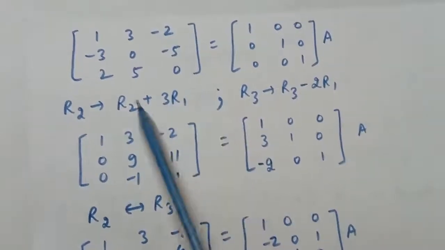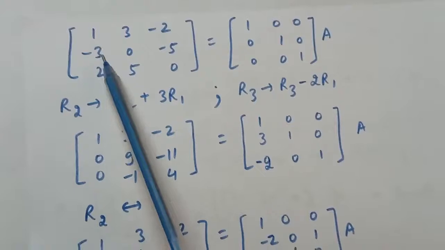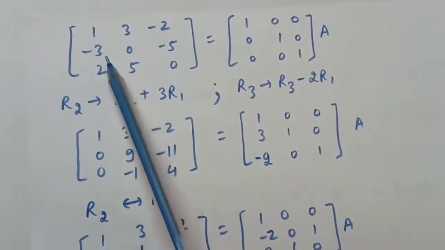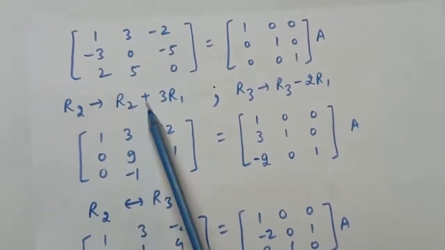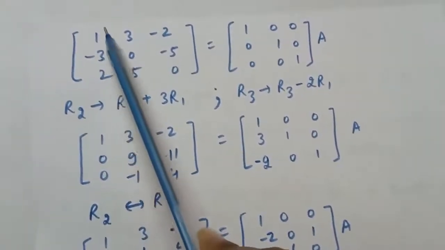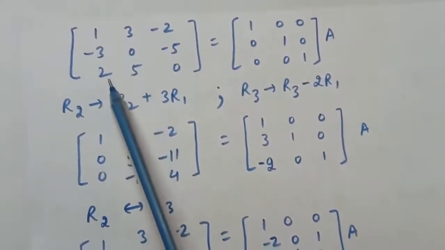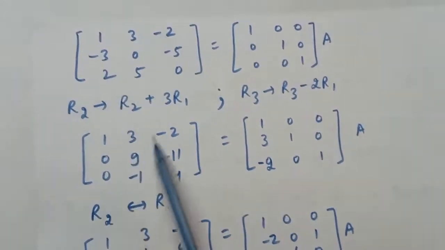Why have we taken these operations? Because in row 2 it is minus 3, so you multiply the first row by 3 and add to it, so you will get 0. Therefore this operation. And similarly for this, multiply the first row by 2 and subtract from the third row, so you will get 0.